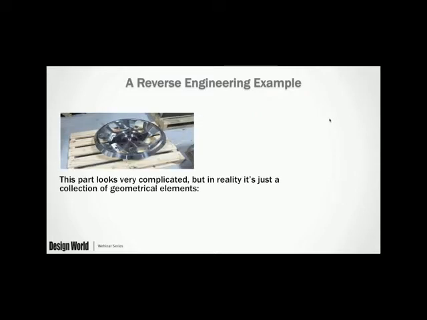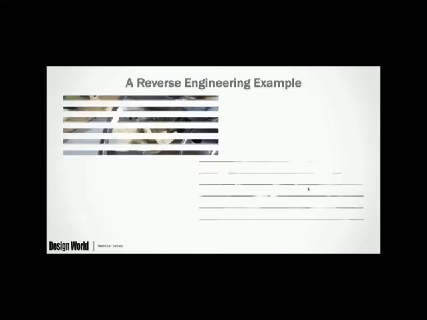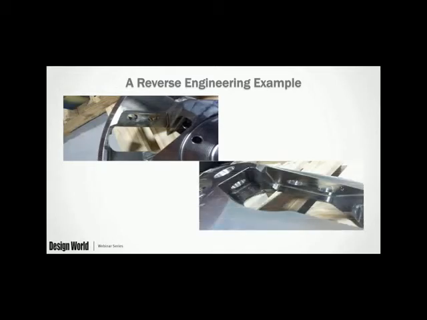The part does look very complicated, but in reality, it's just a collection of geometrical elements. Planes, circles, cones, cylinders, etc., plus a few free-form surfaces that are all easily captured with the CMM. If we zoom into the detail in the pockets on the part of the previous picture, we can see that geometry a lot better.